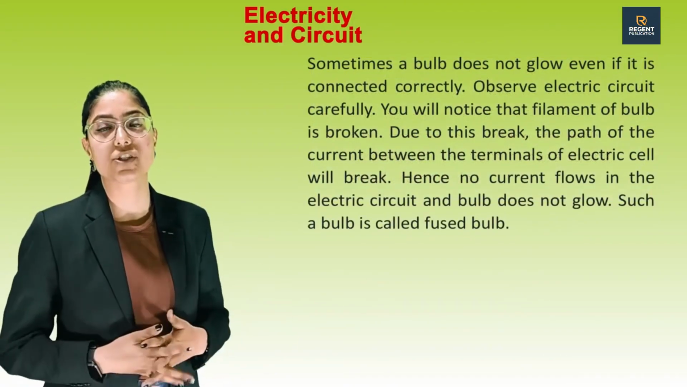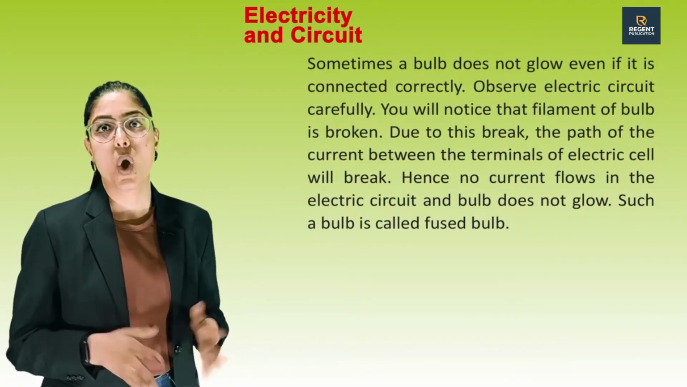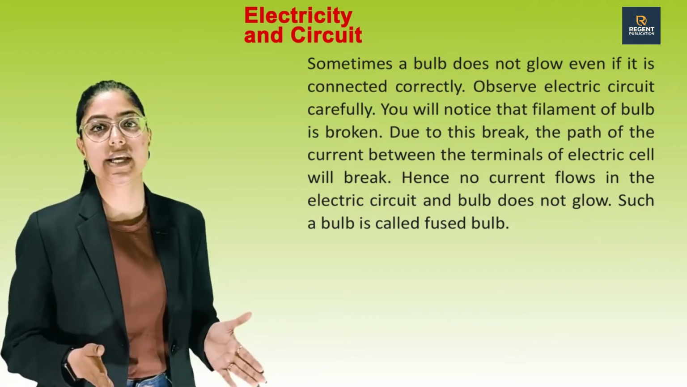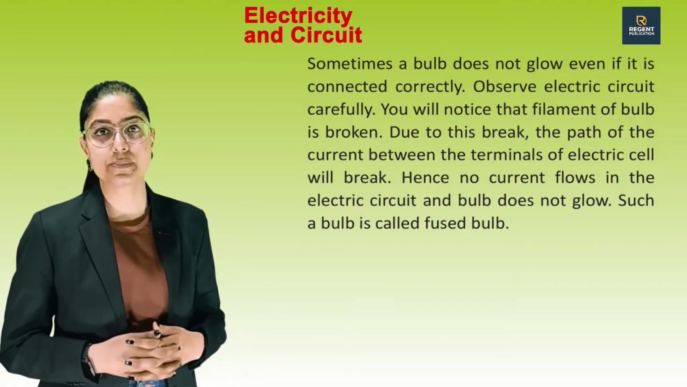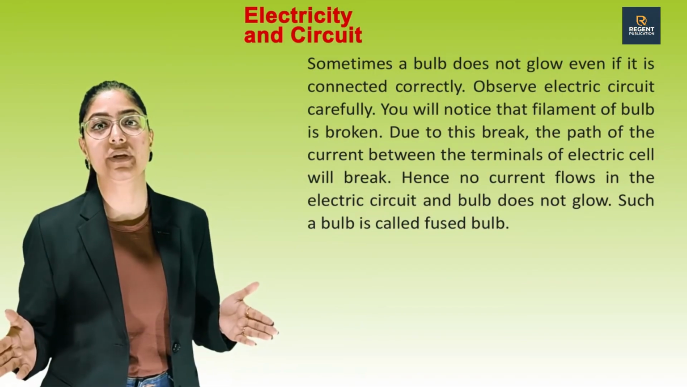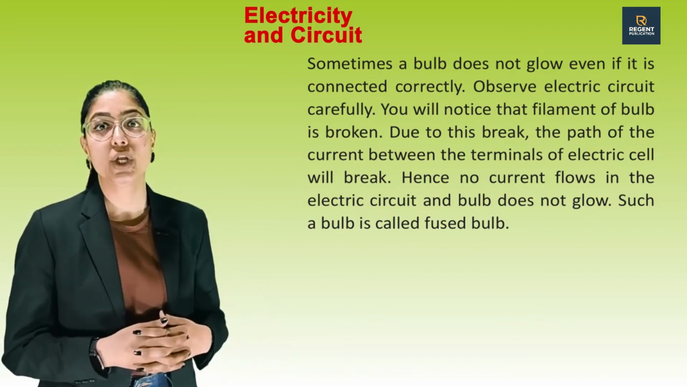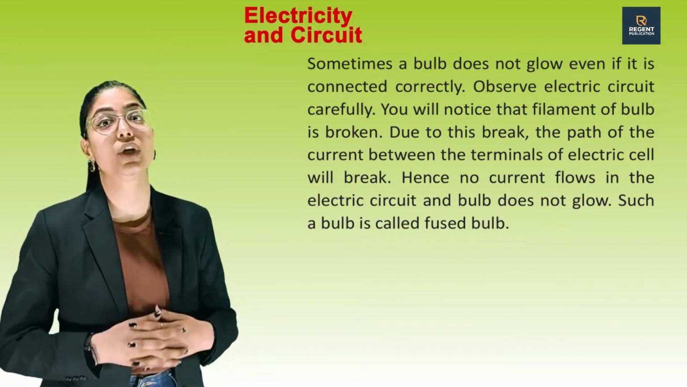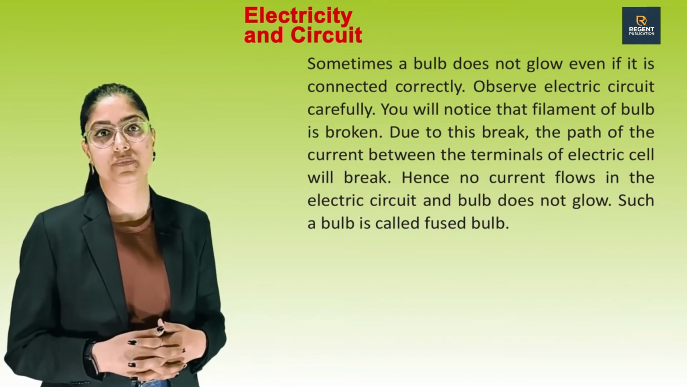Sometimes a bulb does not glow even if it is connected correctly. Observe the electric circuit carefully. You will notice that the filament of the bulb is broken. Due to this break, the path of the current between the terminals of the electric cell is broken. Hence, no current flows in the electric circuit and the bulb does not glow. Such a bulb is called a fused bulb.